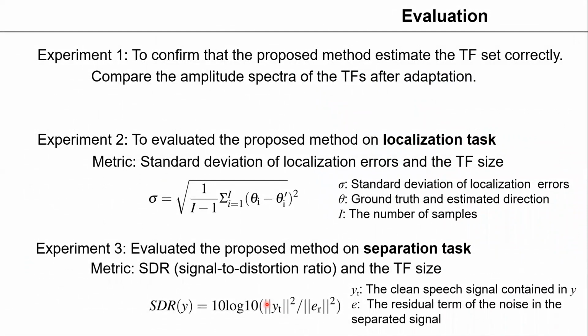To verify the effectiveness of the proposed method, we conducted 3 experiments. In experiment 1, we compare the amplitude spectra of the adapted TF sets with those of the conventional method to confirm that the adaptation is correctly done. In experiments 2 and 3, we evaluated the proposed method on localization and separation tests using the standard deviation of the localization errors and the signal-to-distortion ratio. Additionally, we also compare the TF set size with conventional methods.